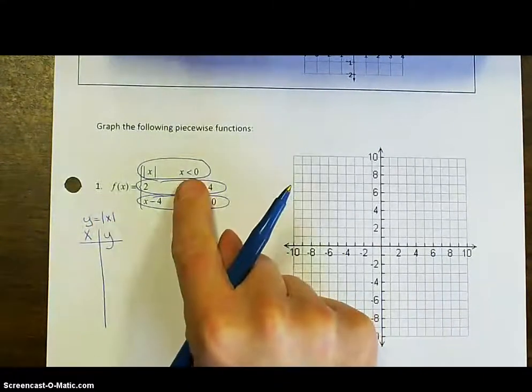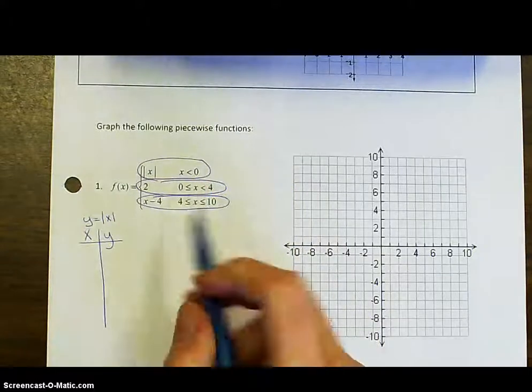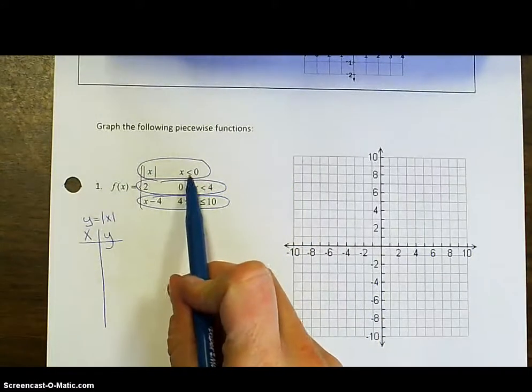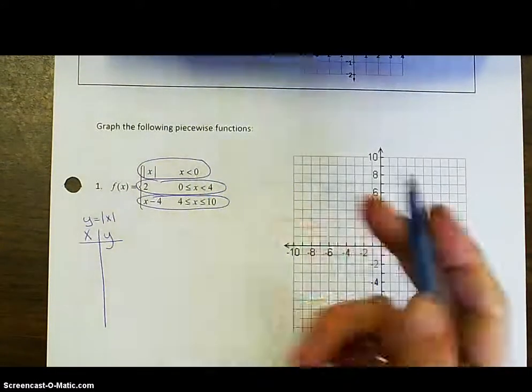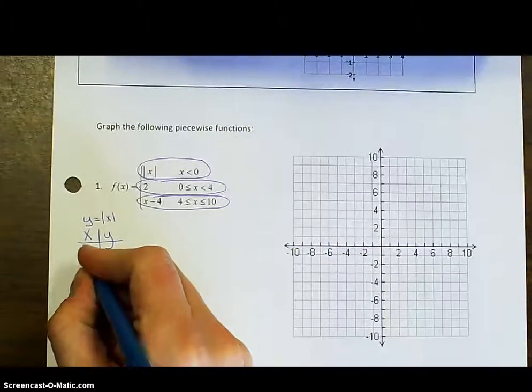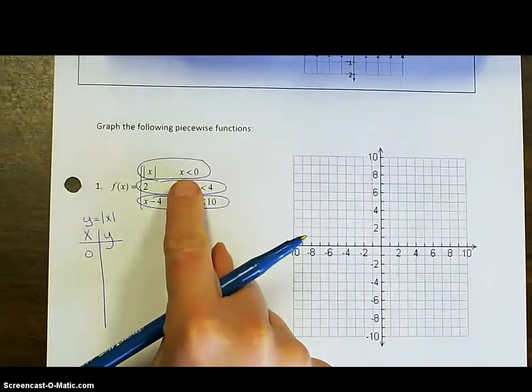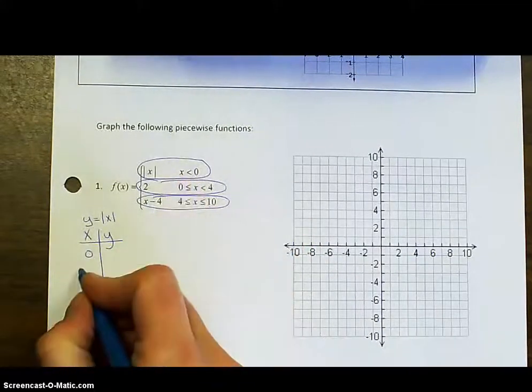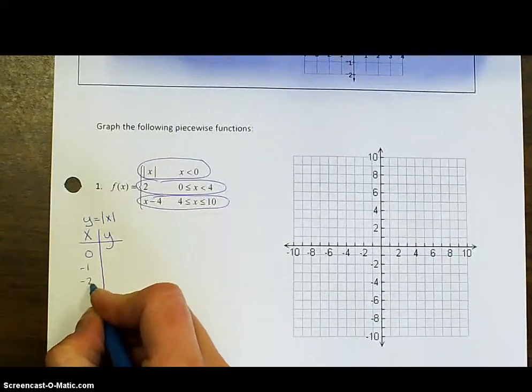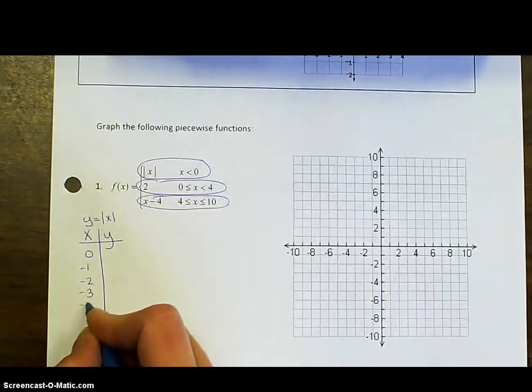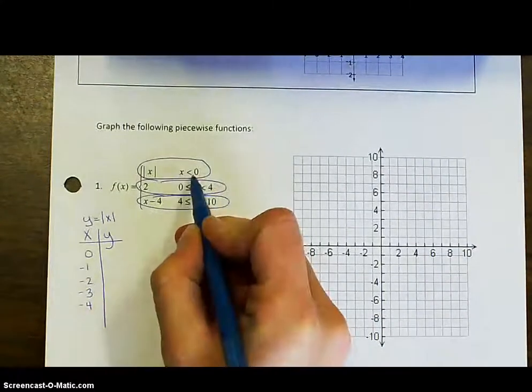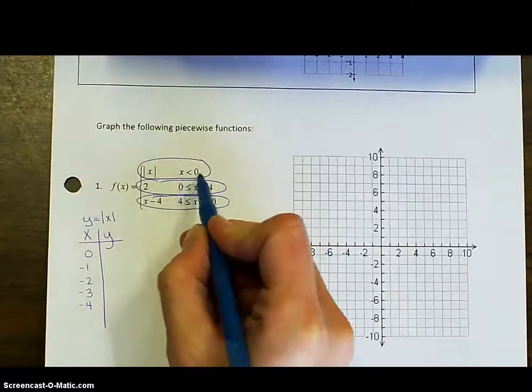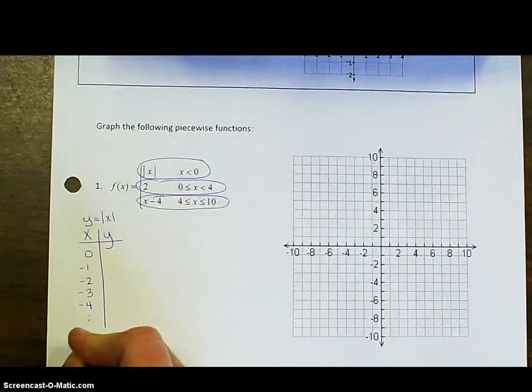Okay, now we have to look, well, where do we want to graph this? We want to graph it when x is less than 0. Okay, so that means we want 0, and now we have to go less than 0. So which number is less than 0? Well, that's -1, -2, -3, -4. Now, did they tell us where to stop? No, it's just less than 0. So that's going to go all the way to -infinity.